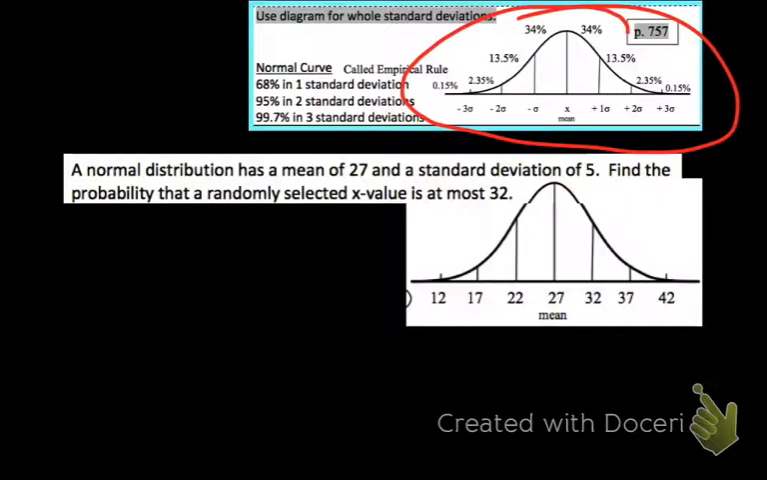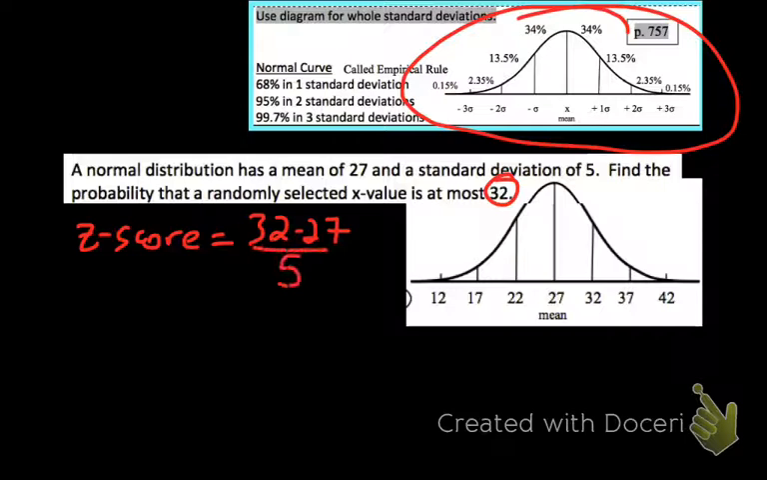Then I tell you this data has a mean of 27 and a standard deviation of 5. Find the probability that that value is at most 32. So we need to think about what at most means, Caitlin. The very first thing that we're going to do is find the z-score. And we said that was x minus the mean. All right, well, what is x in this problem? It's 32. So it's 32 minus 27 divided by 5. What do you get?